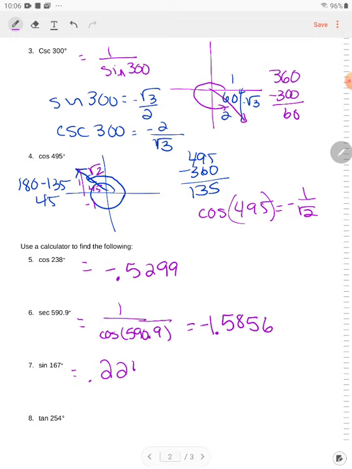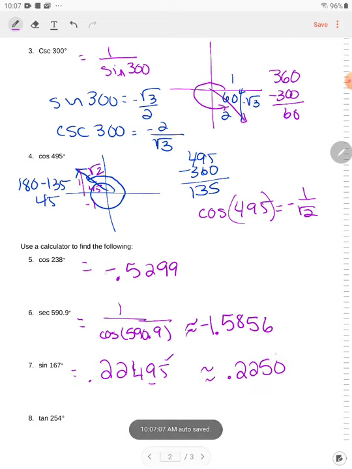0.224. Okay, here's what I get, 495. There's a slight problem here. That 5 would tell you round, so we're going to say approximately 0.2250. And you're going to need that 0 there because I would like it rounded to 4 decimal places. Tangent of 254 is 3.4874.